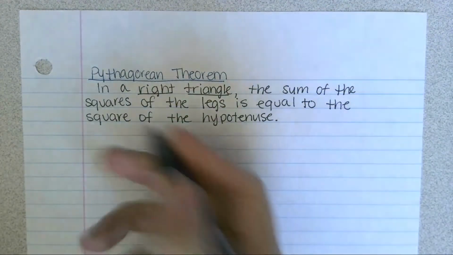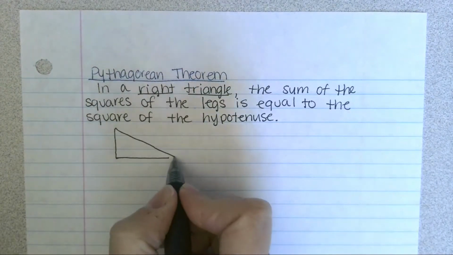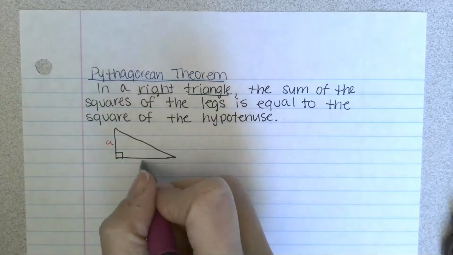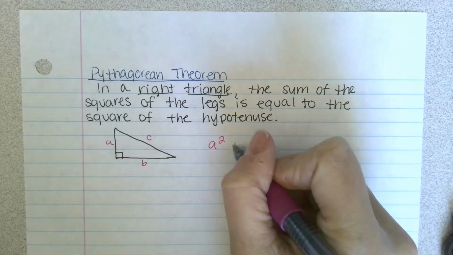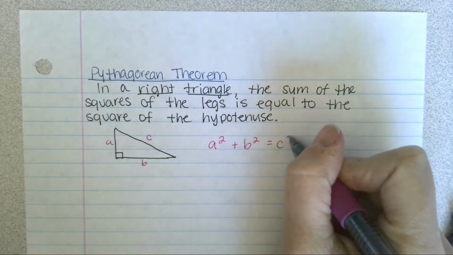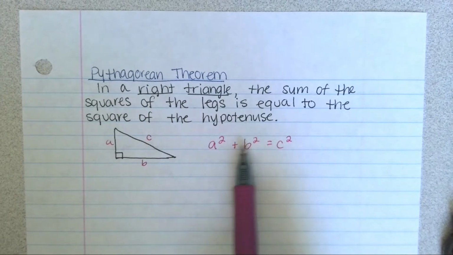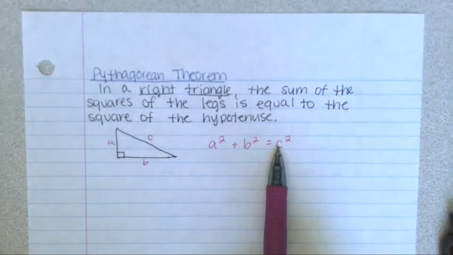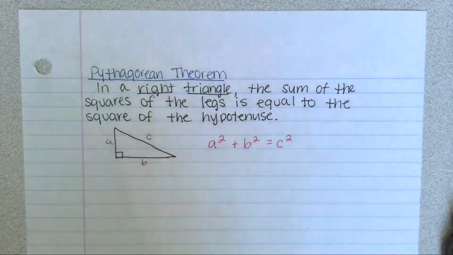So in a diagram such as this, with my right angle marked, remember that my two legs are A and B, my hypotenuse is C, so A squared plus B squared equals C squared. The sum of the squares of the legs is equal to the square of the hypotenuse. A squared plus B squared equals C squared. So this is what you're going to remember, that A squared plus B squared equals C squared. That's the thing that we're going to use most often.